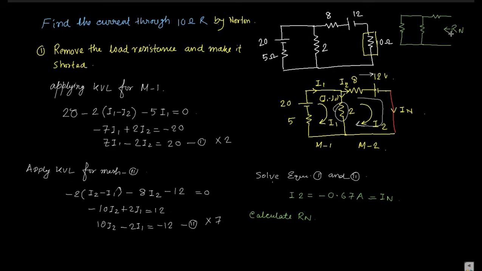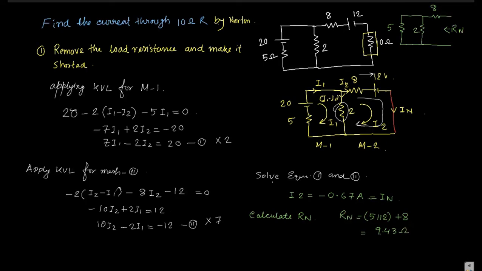We should find the RN from the load. So this is 5, this is 2, and this is 2, and this is 8. So what is the RN? RN is equal to 5 parallel to 2, plus 8. Okay, what do you get? 9.428, 9.43 ohm.